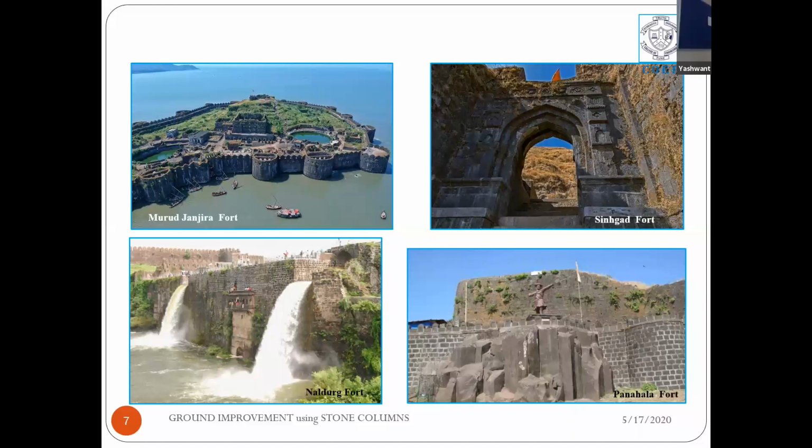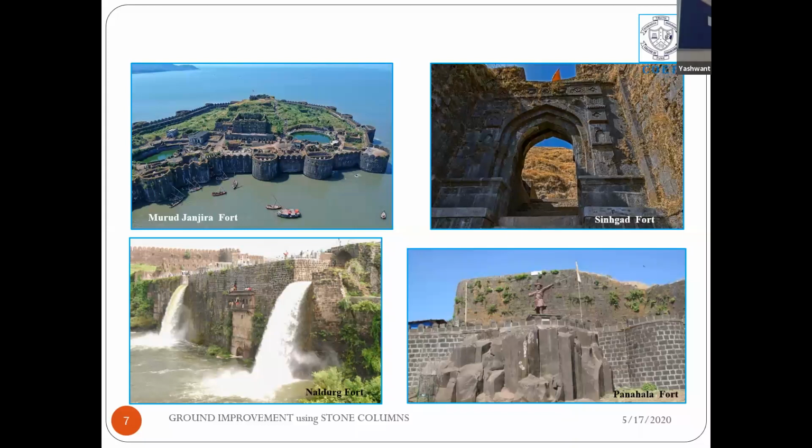So we had just begun with the ground improvement, and before going to improvement, why is improvement required? So we are just going into the history of the world and particularly of India, and a brief information about Shivaji Maharaj, whom we feel was not only a king, but apart from that he was an engineer also. So the forts under him.